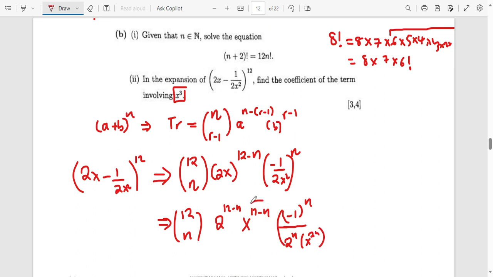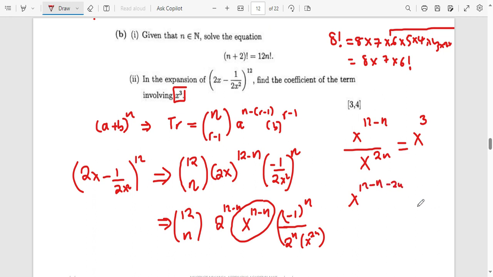But your aim is, if you get this, which is x to the power 12 minus n, you divide it by the x in the denominator to the power 2n. It should give you a term that has got power 3. You know, according to the rules of indices, when you have got same bases dividing, subtract the powers. So this is x to the power 12 minus n, actually minus 2n, because that is in the denominator. And that will be equal to x to the power 3.